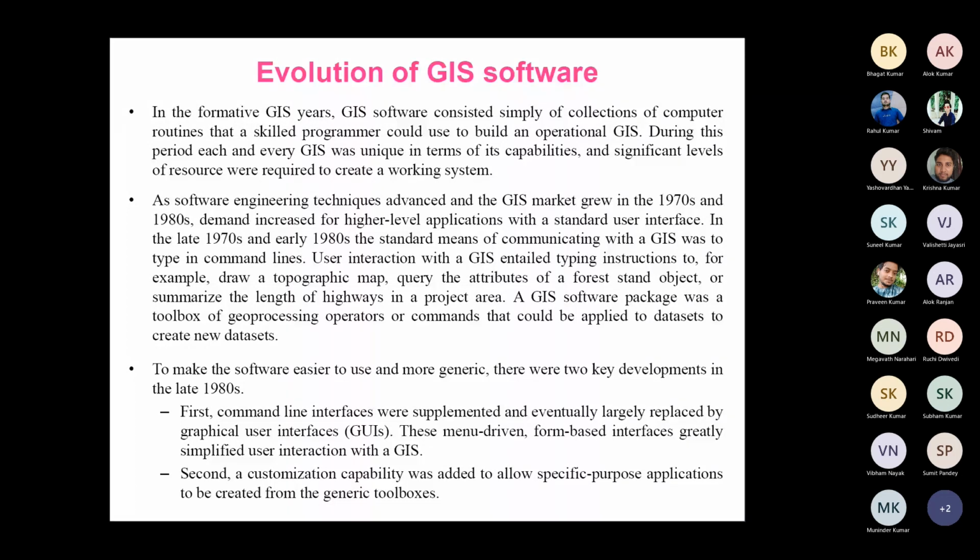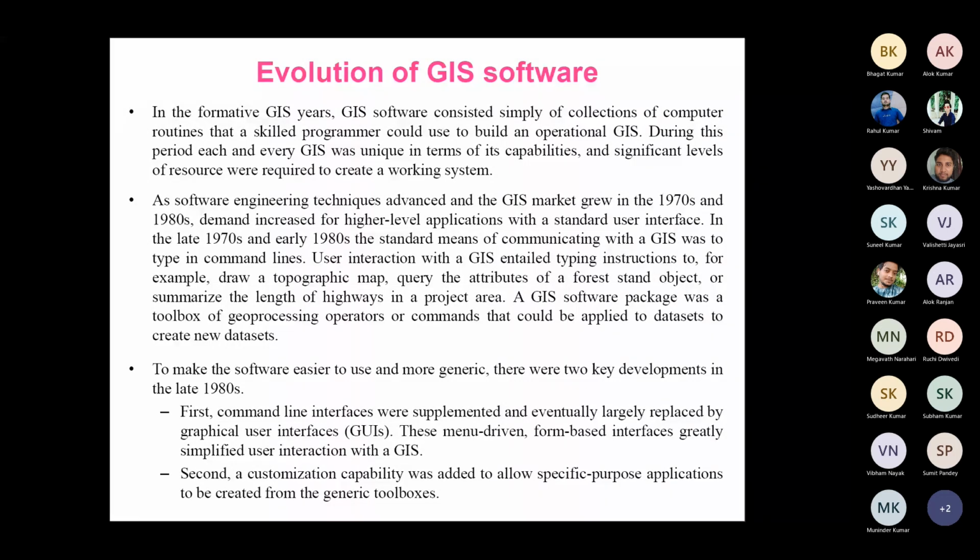User interaction with the GIS entailed typing instructions, for example, draw a topographic map, query the attribute of a forest stand object, or summarize the length of highways in a project area. A GIS software package was a toolbox of geoprocessing operators or commands that could be applied to data sets to create a new data set.